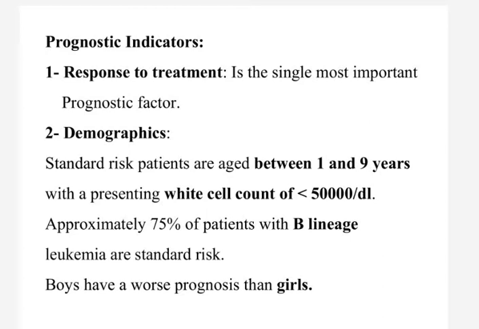Let me repeat. Better prognosis between 1 to 9 years. Bad prognosis less than 1 year and more than 9 years. Better prognosis less than 50,000 white cell. If more than 50,000, poor prognosis. A T cell is poor prognosis, the B cell is better.